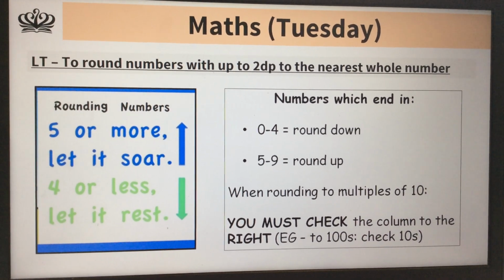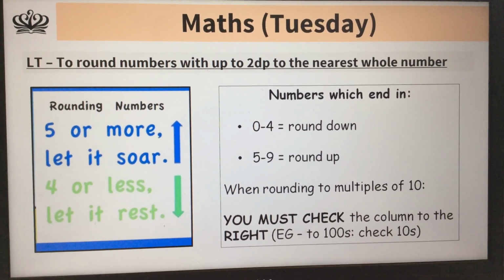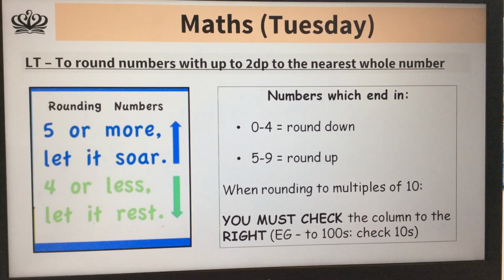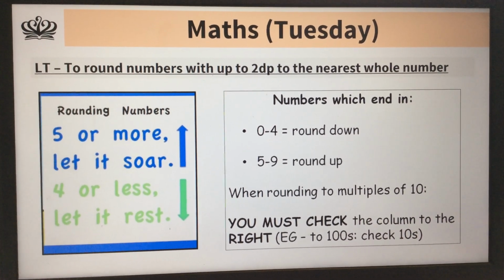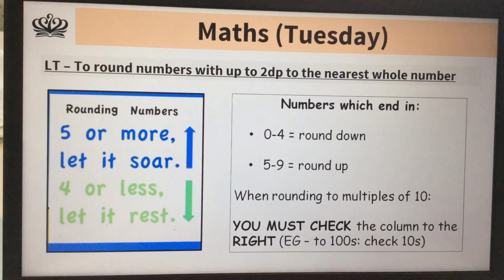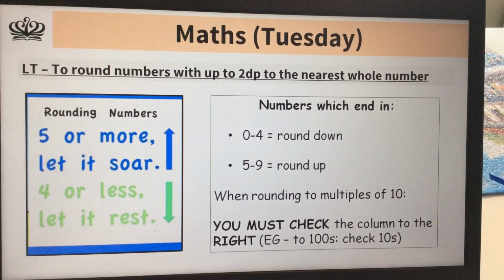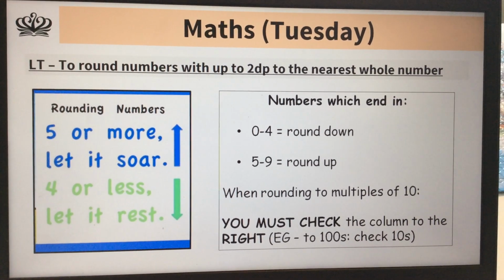Okay, so for today's maths, our learning target is to round numbers with up to 2 decimal places to the nearest whole number, and the whole number is the ones number. So it's a number that doesn't have any decimal point and any numbers after the decimal point, okay? So we've definitely done rounding before, but here's a quick reminder.